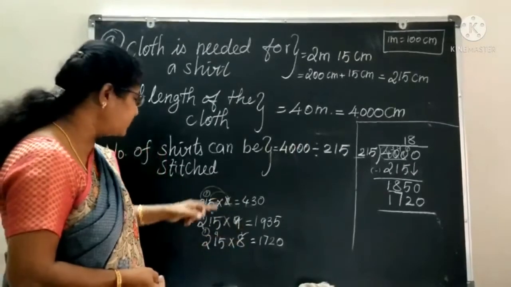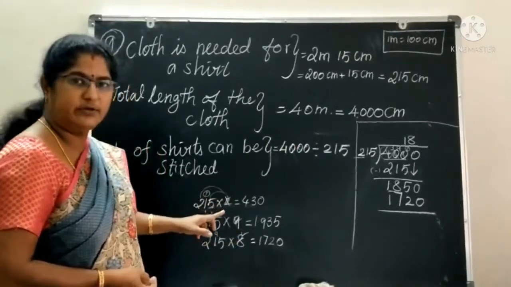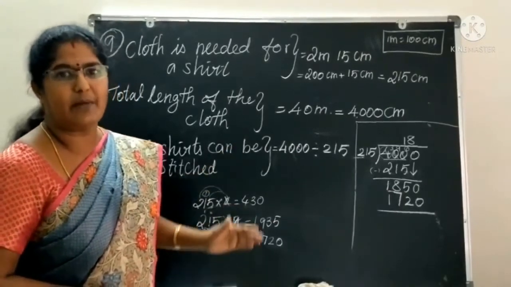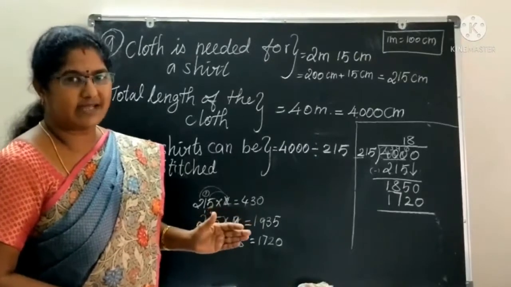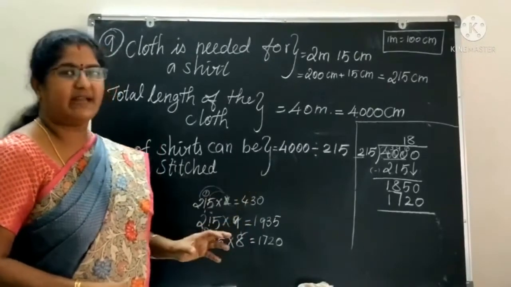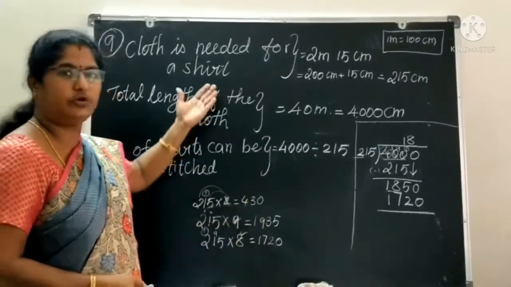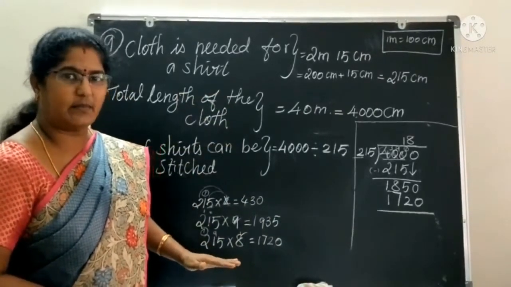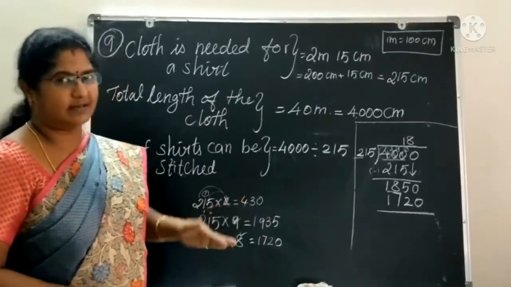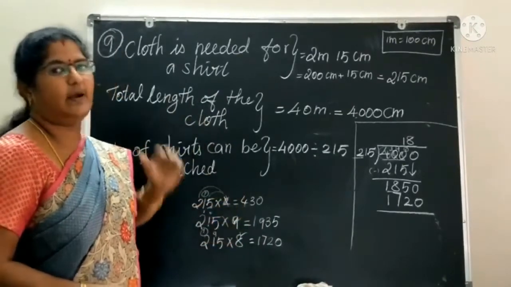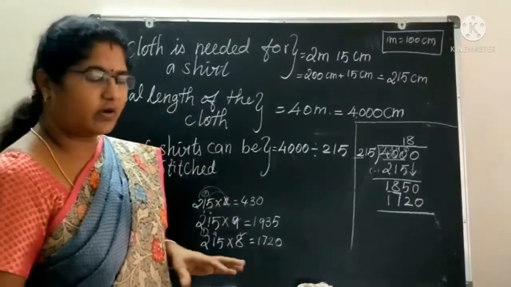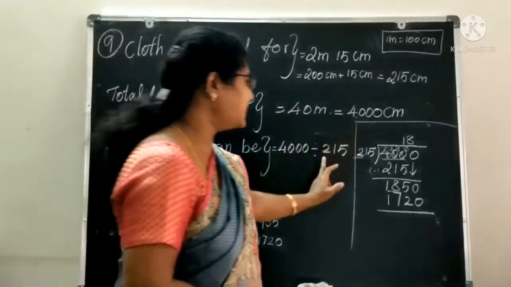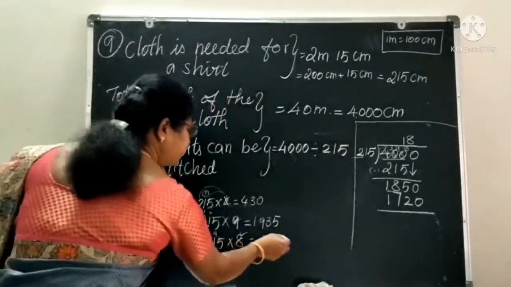So this approximation method is easy to find the quotient. If not, you need to write all the numbers: 215 into 2, 215 into 3, 215 into 4. Likewise, you would have to write the table completely. It takes more time, so approximating is easier. If it is bigger, you go to the number before. If it is smaller, we check the next number. Most probably the next number can't go, and the smaller number is possible. Only 2 or 3 numbers to check. According to that, we can identify. 8 times is 1720.